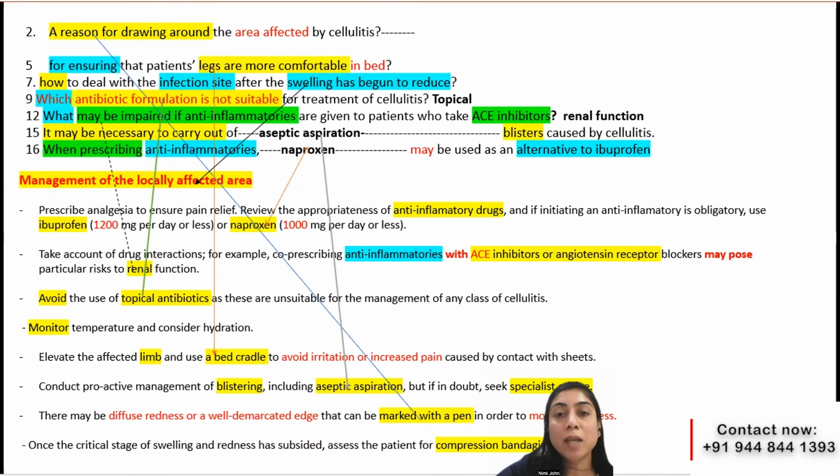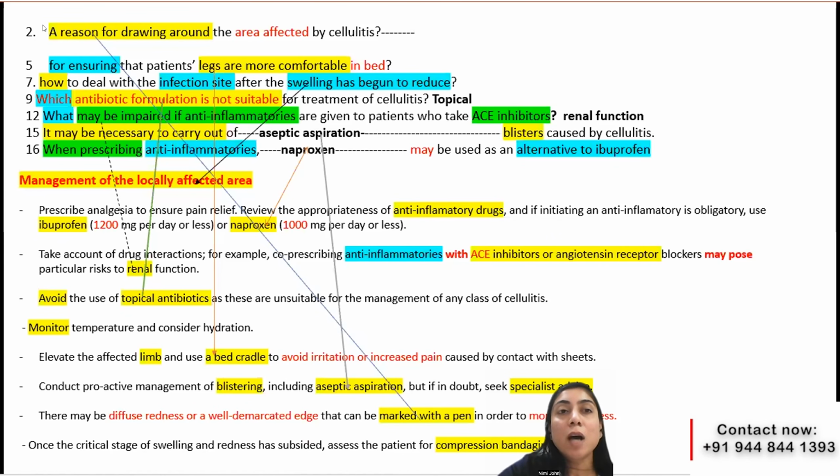So that's why the answer is text D. The 5th one, for ensuring that patients' legs are more comfortable in bed. So here, elevate the affected limb and use a bed cradle to avoid irritation or increased pain caused by contact with the sheet. That's why it's text D.